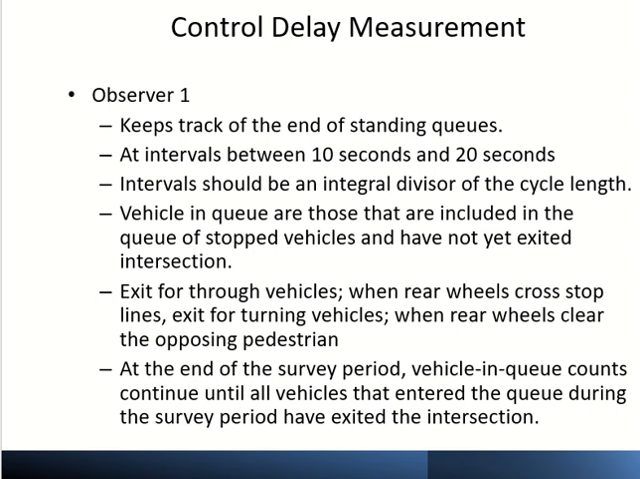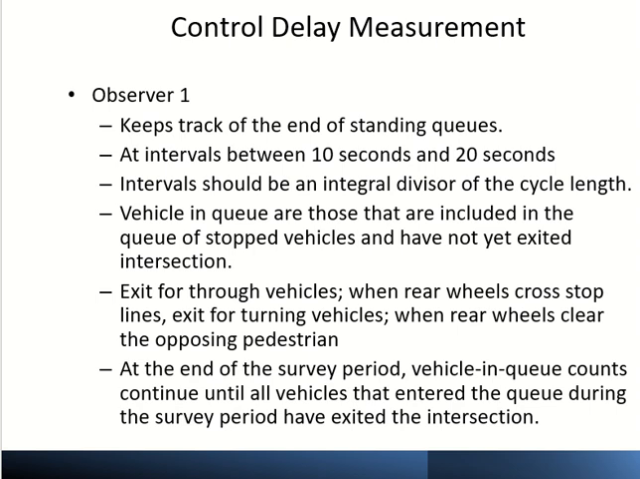This guy is counting how many vehicles are in the queue. When he starts the survey, he counts how many vehicles are in the queue. Then he will wait for a few seconds, between 10 and 20. You will give him a number between 10 and 20. He will wait for that many seconds and do the counting again, then wait for the same time and count again. Waiting and counting.